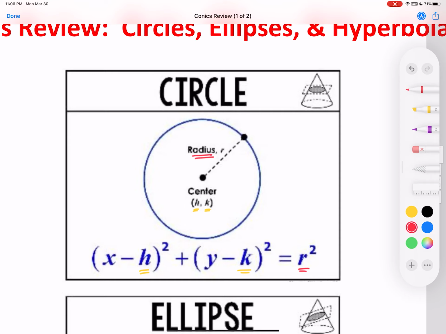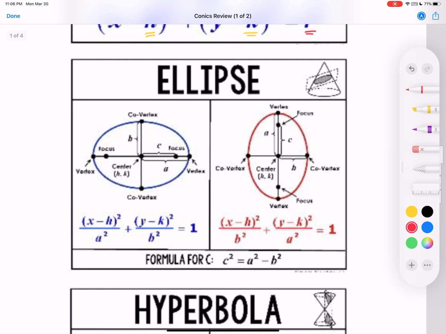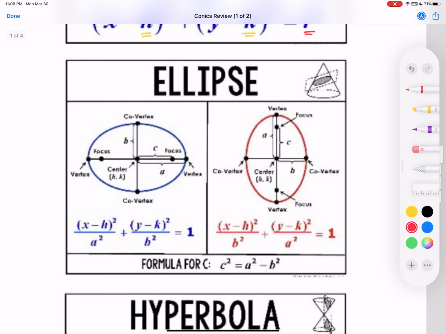Now for an ellipse, very similar to a circle, we now have a fraction. And the top portion looks just like a circle: the (x - h)^2 and the (y - k)^2. But on the bottom part, we have our a squared and our b squared. Now, a is always going to be the larger number because that's going to be our vertex. So anytime we have an a value, that's going to be our larger number. And if the a value is underneath the x, we have a horizontal ellipse. But if the a is underneath the y, we have a vertical ellipse. So the a squared and the b squared can interchange.